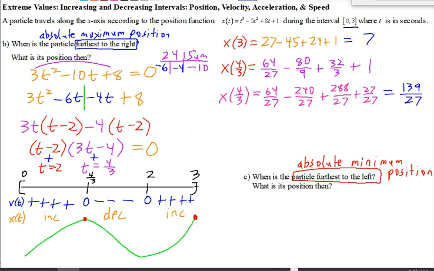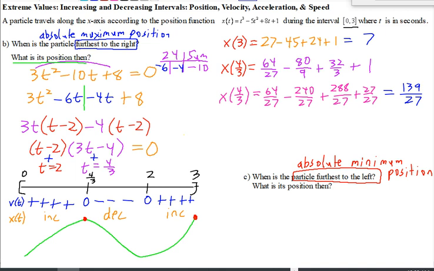And then let's see, does 27 go into 139 7 times or more? No, it doesn't. Because 20 doesn't even go into 139 7 times, so 27 definitely doesn't. So this is smaller than 7. We're looking for the larger of the two, so in this case, 7 is its position. And then it asks, when is the particle furthest to the right? So there are two components, and what is its position? So its position is 7.